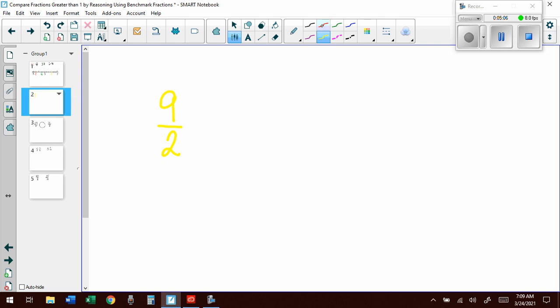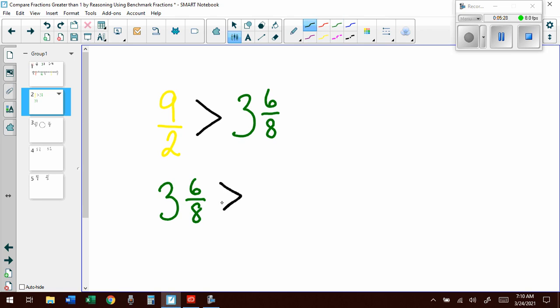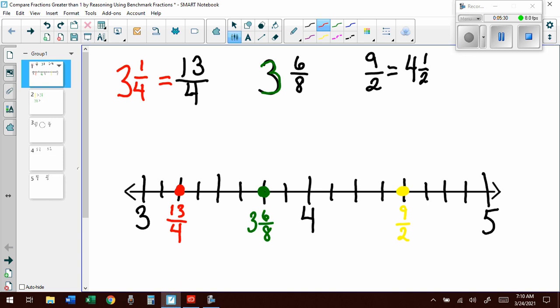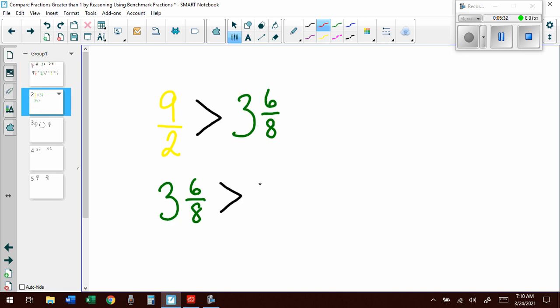9/2 is greater than 3 6/8, and 3 6/8 is greater than 13/4.